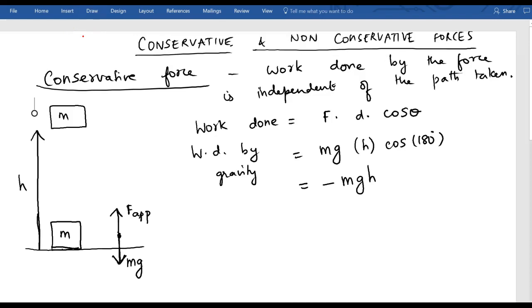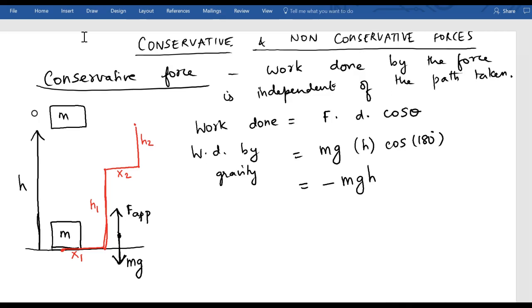So instead of taking it straight up, what if I take it through a path where I move it horizontally this much, and then I move it vertically this much, and then again I move it horizontally, and then vertically, like this. Let's say this height is h1, and this height is h2, and this distance is x1, and this distance is x2. Is the work done by gravity in taking the mass through this winded path the same as the work done in this vertical path?